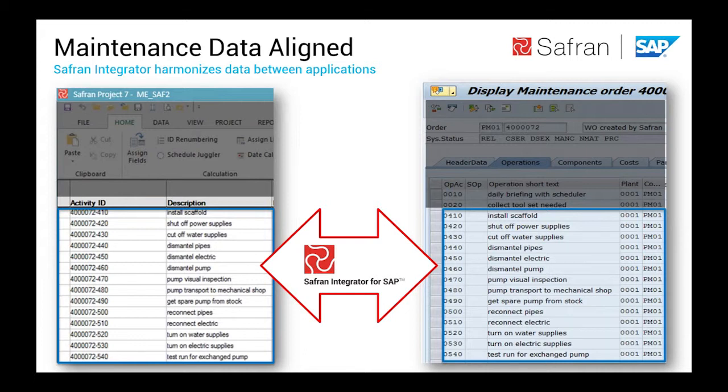Safran is updated with the work order number in combination with the operation number, and on the other side in SAP, we have all the operations created that were coming from Safran, and from now on the two systems can be exchanging data based on these activities which are linked together within the integrator.